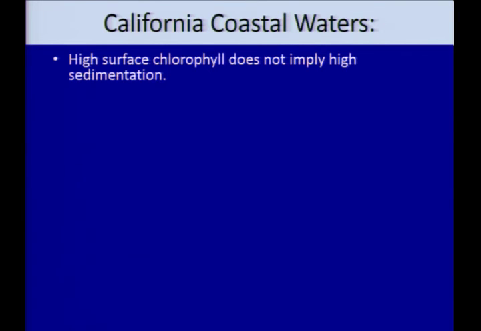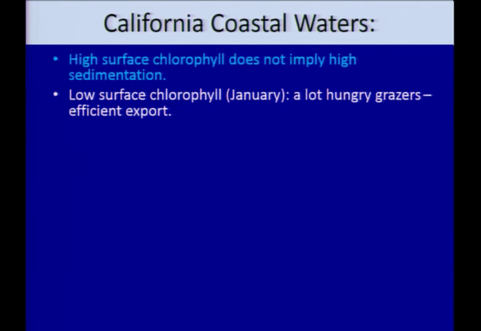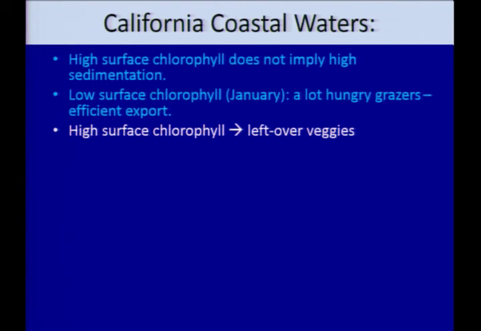So let's start winding up. High surface chlorophyll does not imply high surface sediment, high sedimentation, or high carbon export. Low chlorophyll suggests that there was a strongly grazing ecosystem. And if you invert that, you say if there's a bloom, it's kind of like how many Brussels sprouts can I eat?